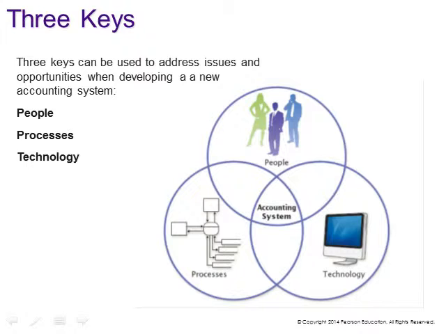And we talked about how, to develop an accounting system, we have these three keys that we have to consider. One is the people, because we absolutely must take into account the people. Then, what are our business processes, and what technology is available to us? And the intersection of all three of those items is where we identify the accounting system, and we want to leverage all three of them.